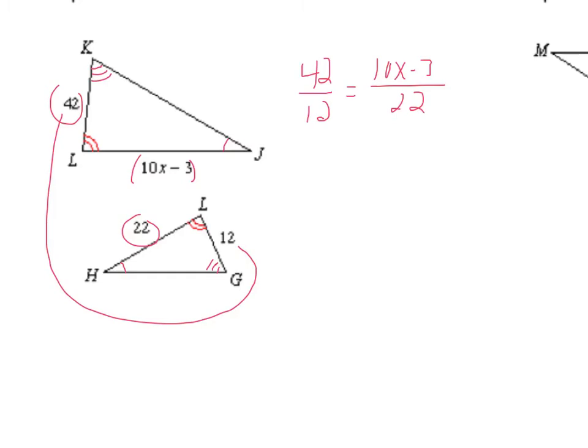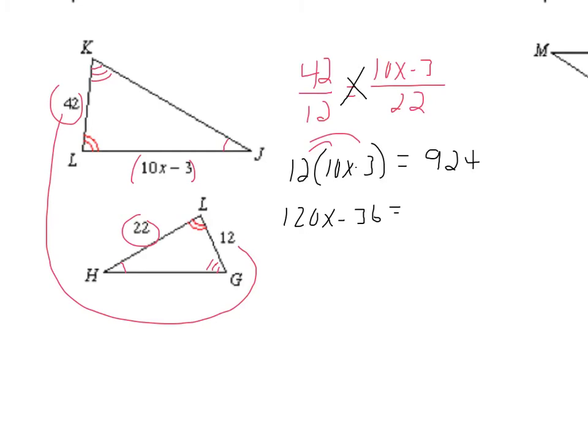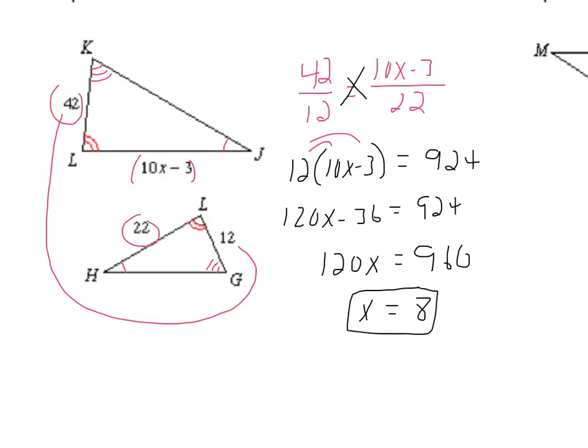So if we cross multiply, we get 12 times 10x minus 3 equals 42 times 22, which is 924. We distribute that 12, and we get 120x minus 36 equals 924. We add 36 to both sides, and we get 960. We divide both sides by 120, and x is equal to 8. And that is our solution.